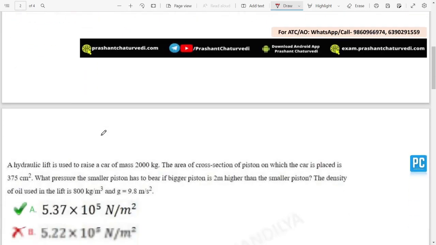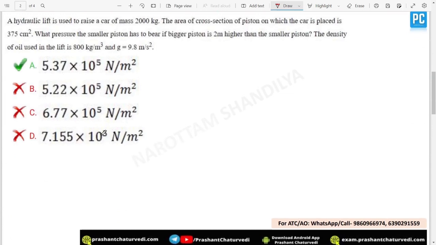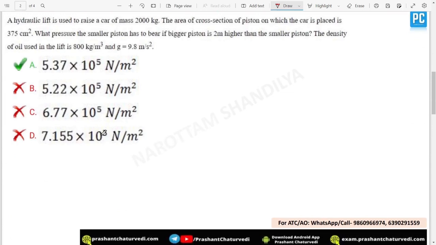Okay, next question. This is again a good quality question, but if some BTech students are there, it may be very simple for them. Still, I will tell you the whole concept, though I have discussed such concepts by default in your video lectures, and this concept has been directly asked from the part I taught you. The hydraulic lift is used to raise a car of mass 2000 kg.